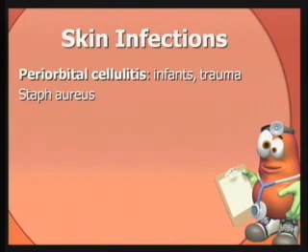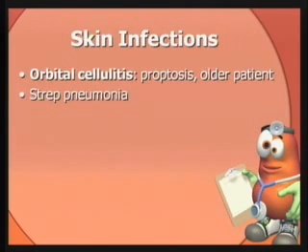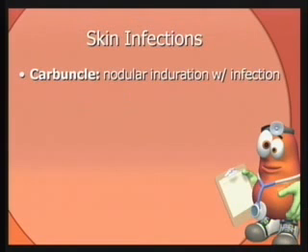Orbital or periorbital cellulitis in infants is usually due to some type of trauma, and it'll be a little kid with a swollen eye, and Staph aureus here. If I'm talking about orbital cellulitis, that's where they get that ptosis. Older patient, and folks, it looks like their eye is really angry coming out. Strep pneumo is associated. And a carbuncle, nodular induration with infection.